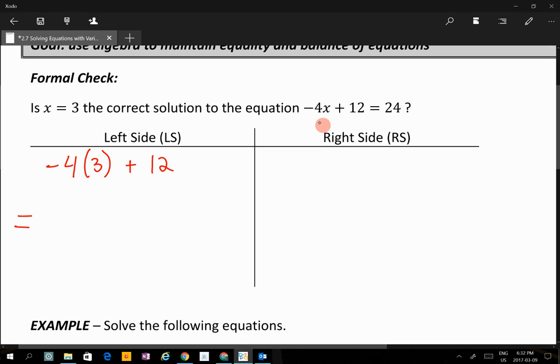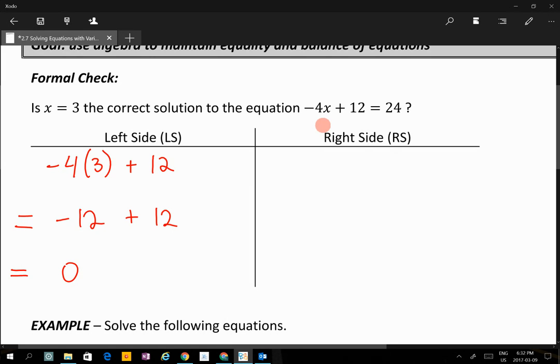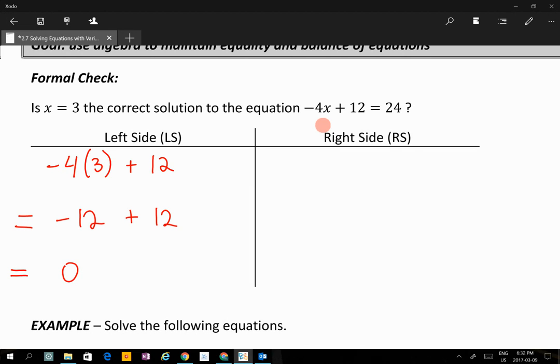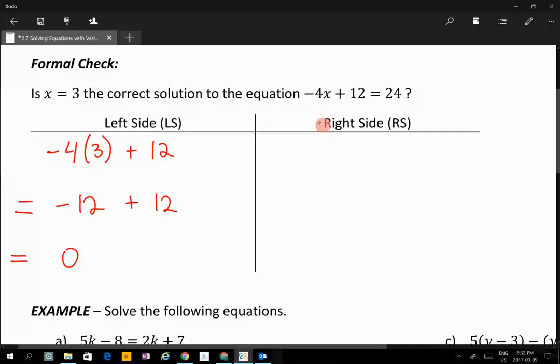And if I evaluate this using BEDMAS rules, multiplication first, negative 4 times positive 3 is negative 12. And don't forget, I am adding 12. Together, that makes 0. Okay, and unfortunately, the right side is equal to 24. And 0 is not the same thing as 24. So unfortunately, the left side is not equal to the right side.